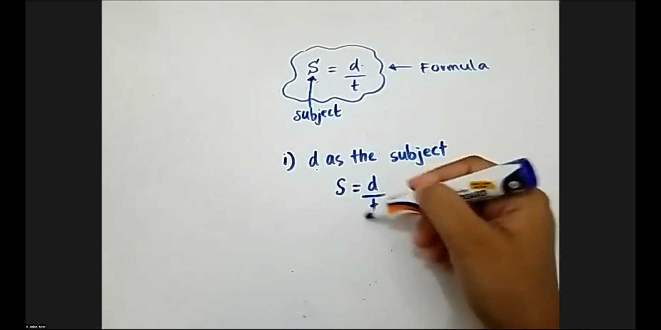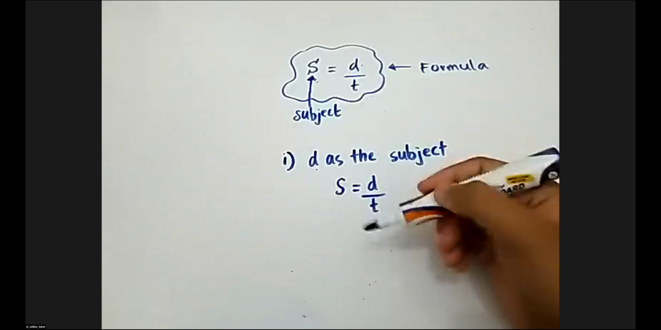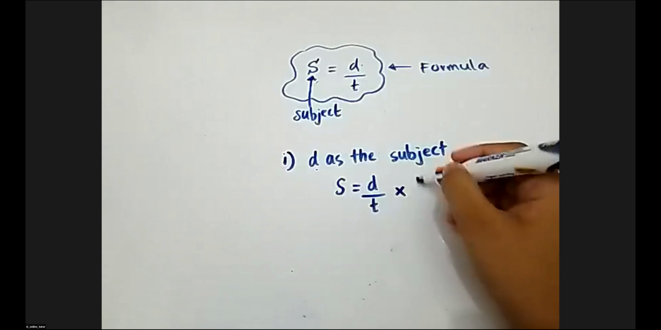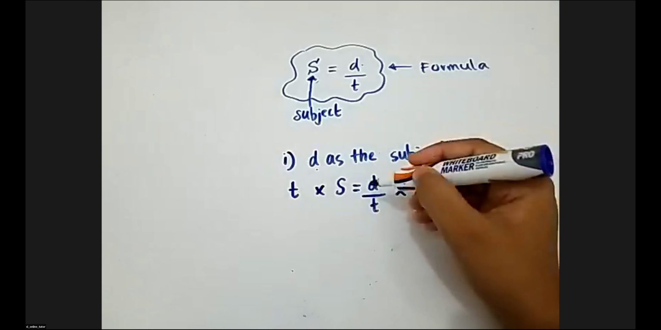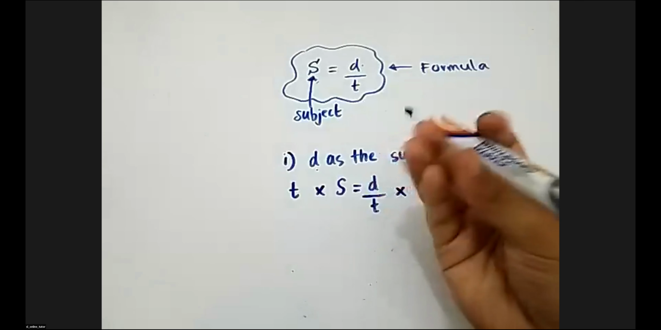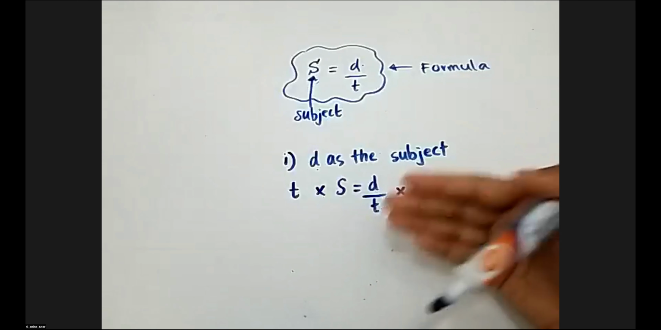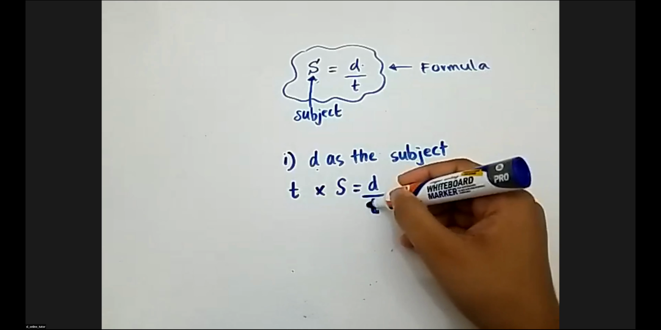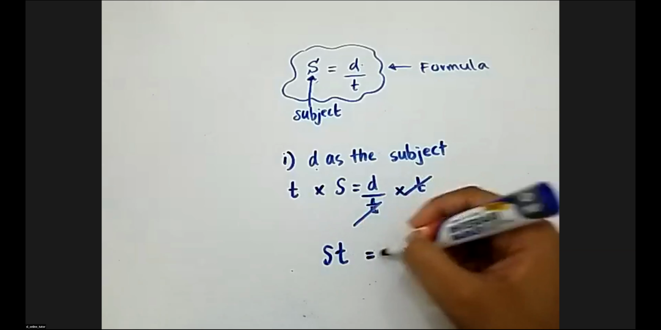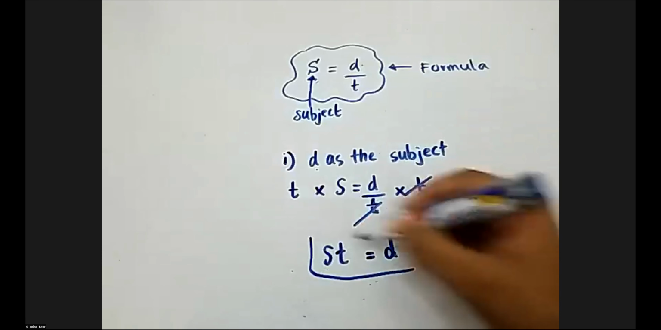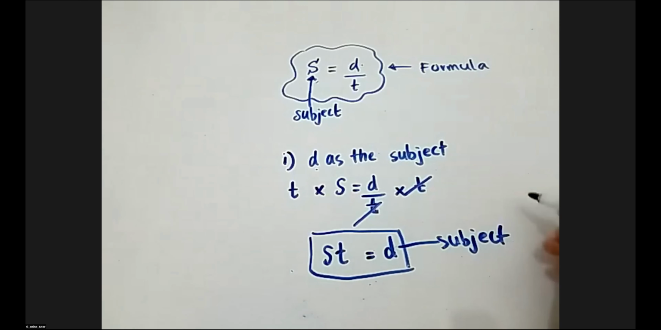I want to remove the T. T is there through a division. The opposite of division is multiplication. So we multiply the unwanted term T on both sides. If you have a certain term with a division and you want to remove that term, you have to multiply. When you multiply, it gets cancelled. Now you get ST equals D. Now D is the subject. Can you understand?